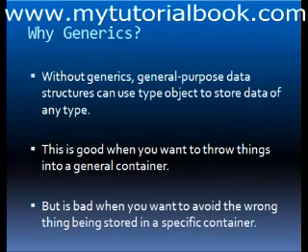We're kind of giving the game away here as to why I choose generics. So really, what I just said before applies here. Without generics, general purpose data structures can use type object to store the data of any type. This is good when you want to throw things into a general bag of bits, if you want to think of a general container. However, it's bad when you want to avoid the wrong thing being stored in a specific container. If I'm building a list and it should only store information about books by storing book objects, and I throw in a string or an integer here and there, that's not what I want, and that's going to cause my program to have an error or give an unexpected result.